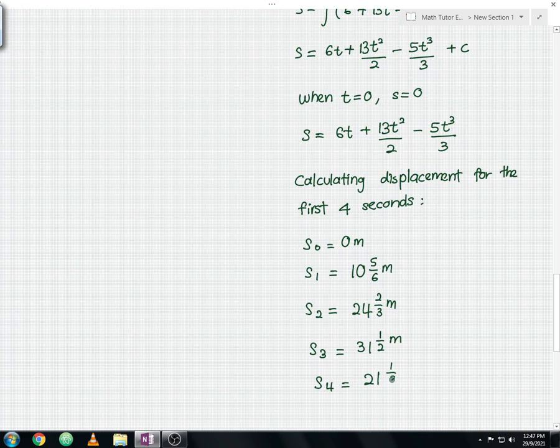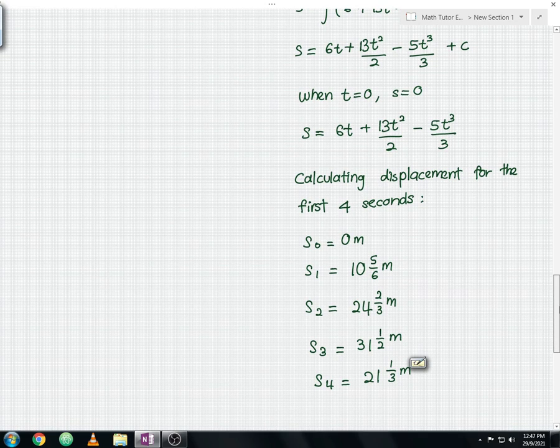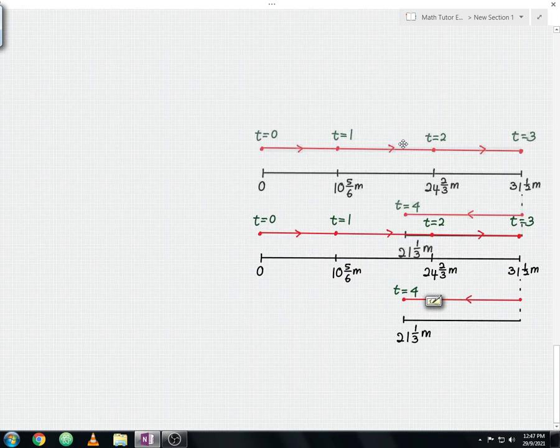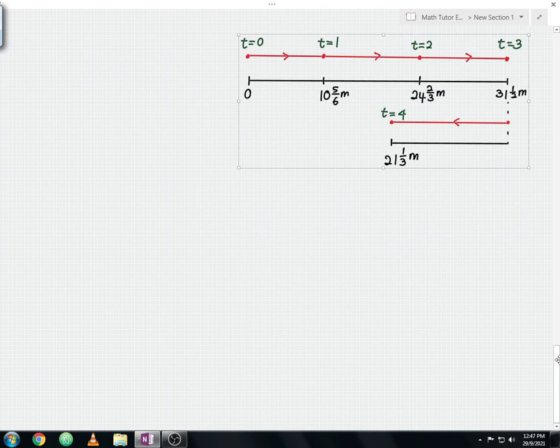Okay, for the next step, we're going to sketch the motion diagram of the particle. By the way, I've already completed the sketch of the motion diagram of the particle. So let me show it to you now. So this is the sketch. Okay, so let me move it to the top.